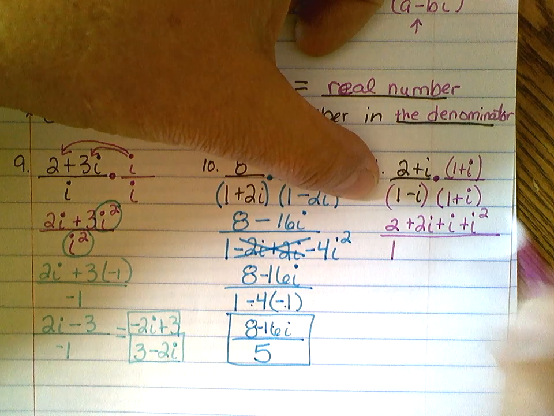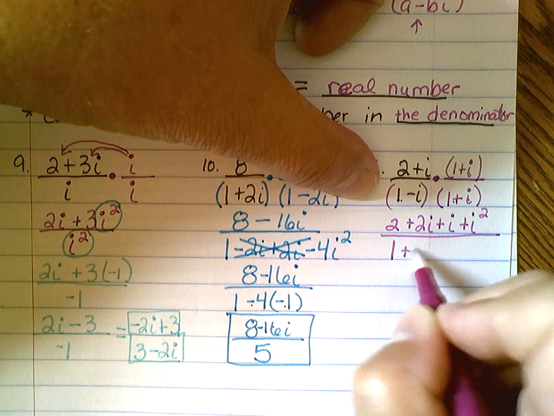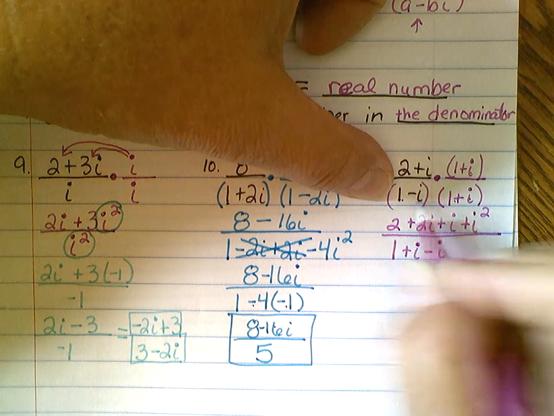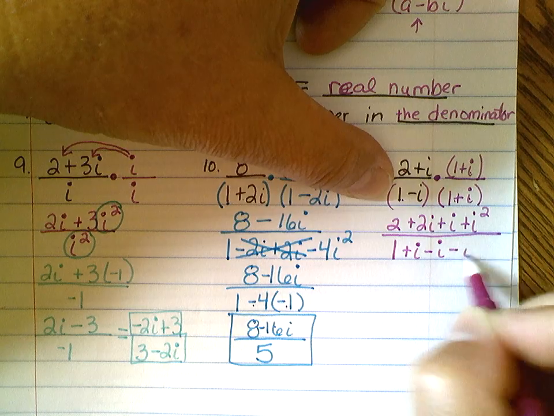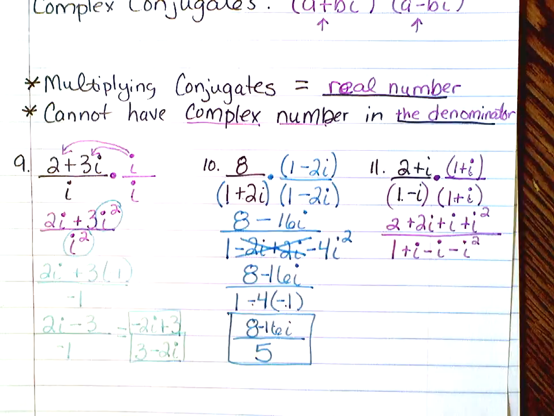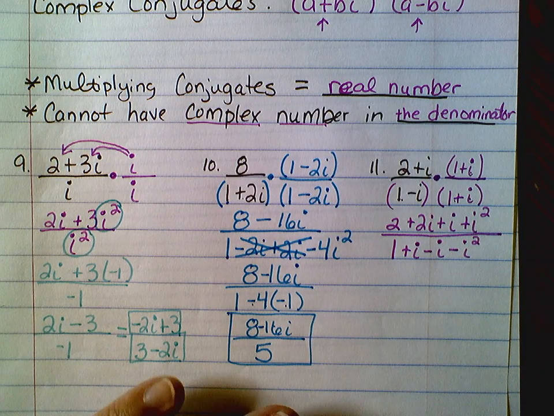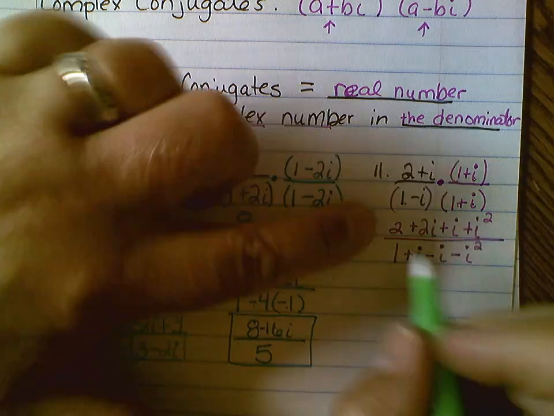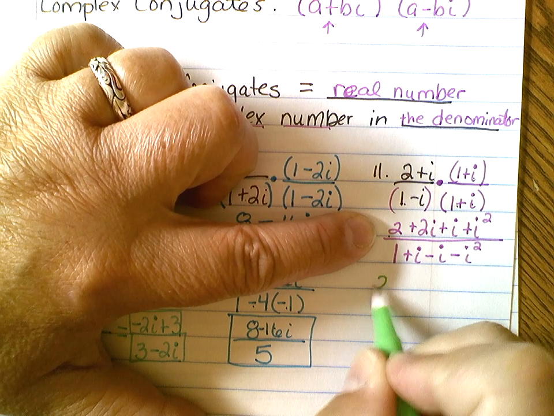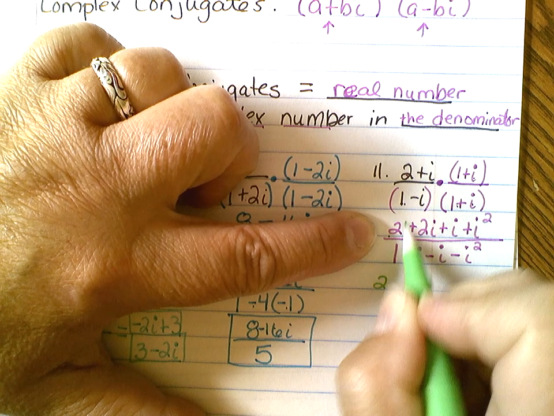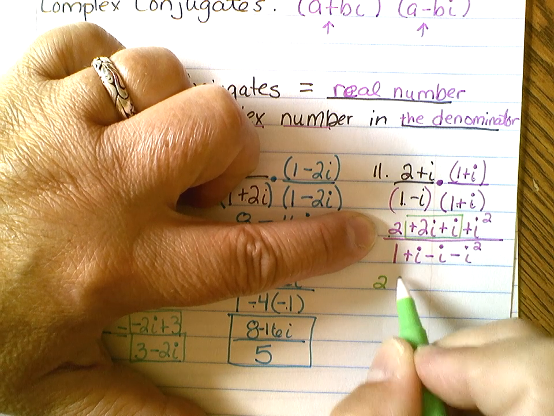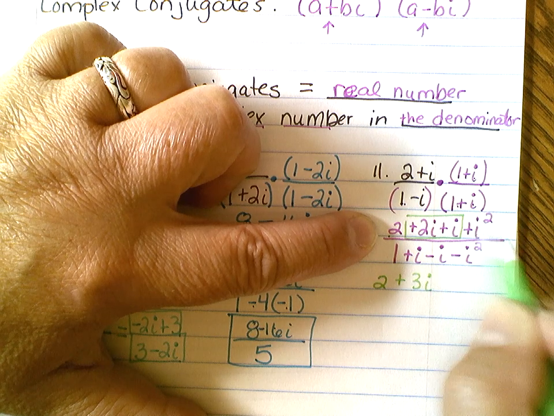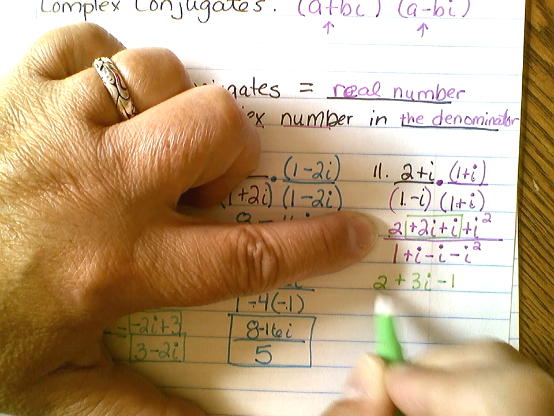1 times 1 is 1. 1 times i is i. Negative i times 1 is negative i. And negative i times i is negative i squared. So in the numerator, I have 2. And then the 2i plus i is 3i. And then the i squared is a negative 1.